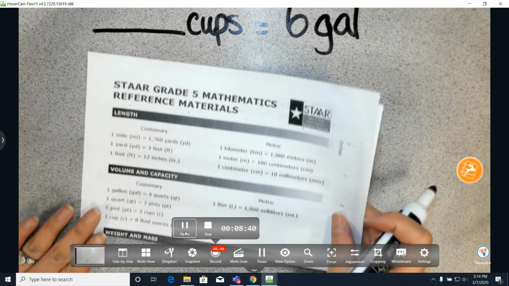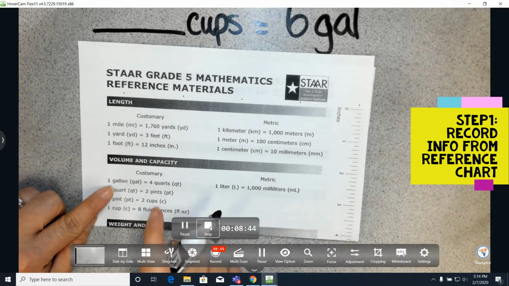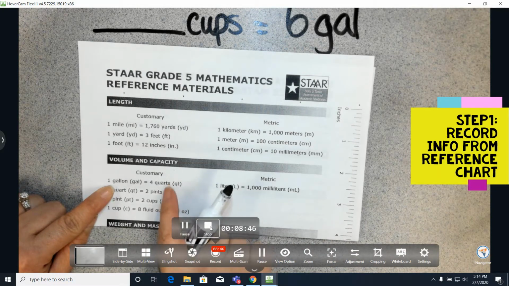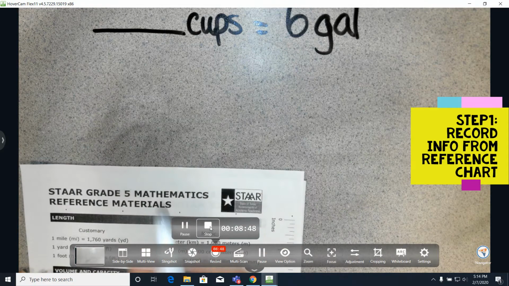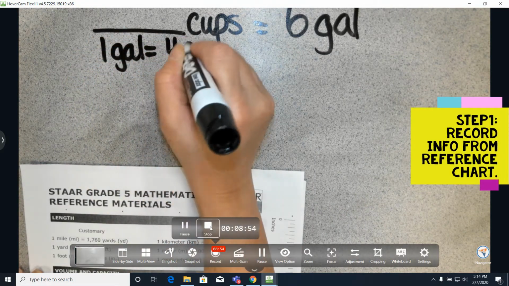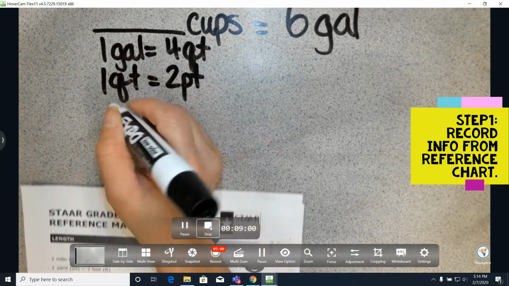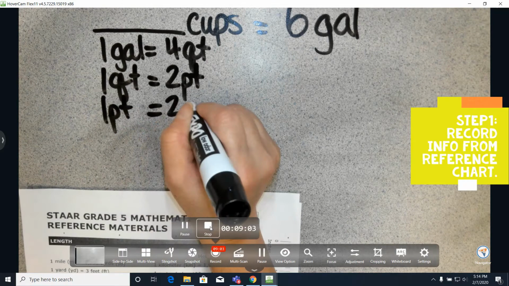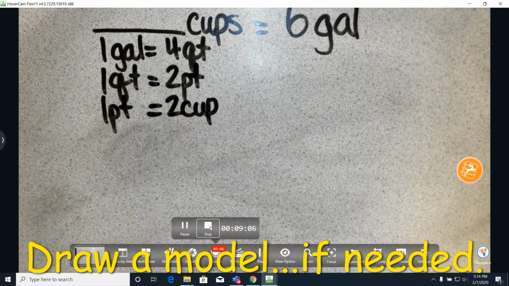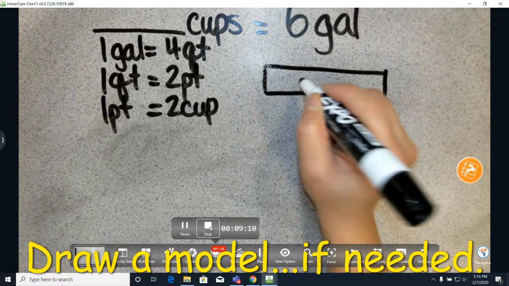When I look at my chart, again, there is no one step that takes me from gallons to cups. They gave me 3 different steps, so I'm going to write those 3 different steps down. So I have to use this information, and I'm going to draw me a picture. Here's my 1 gallon.